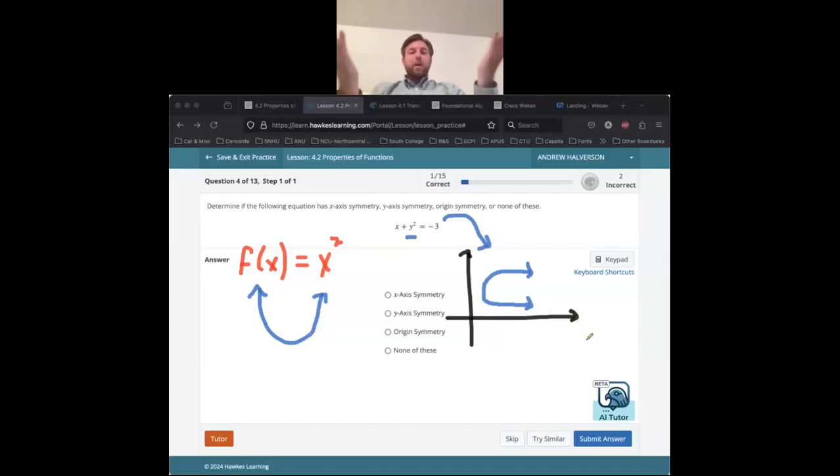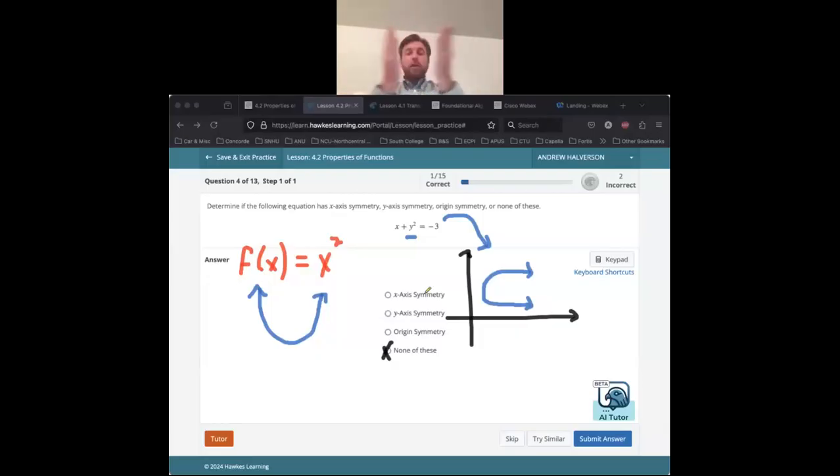So when you fold it vertically, is there symmetry? No symmetry. When you fold it, there could be. Okay, but when you fold it horizontally, no symmetry. So it looks like it's none of these. There is symmetry, but there's not symmetry about the x-axis, the y-axis, or even the origin. There's a different kind of symmetry. It's just not one of these four options.